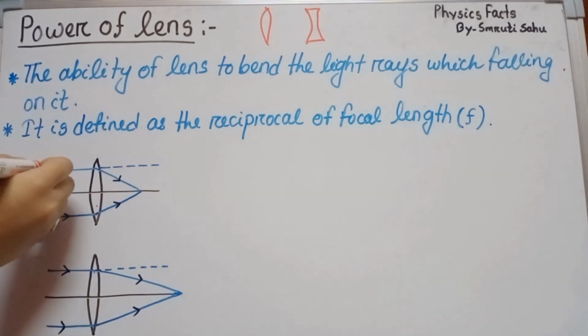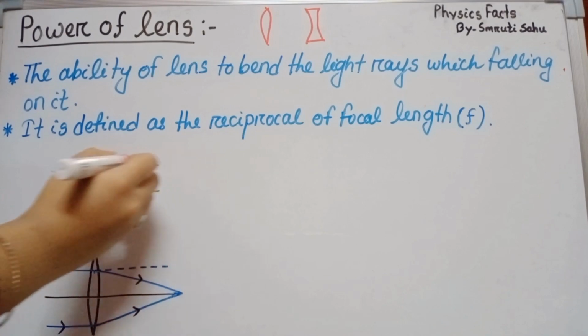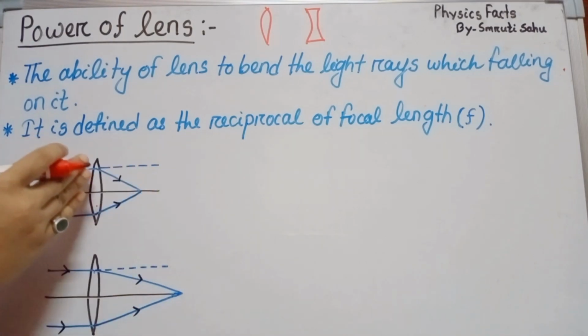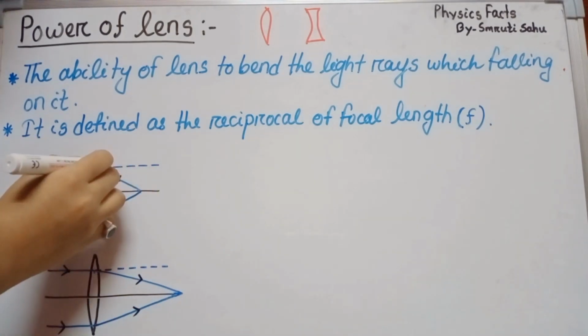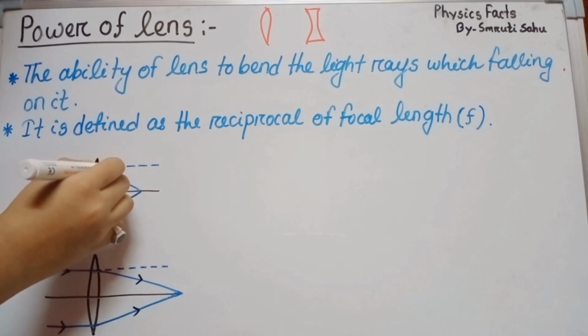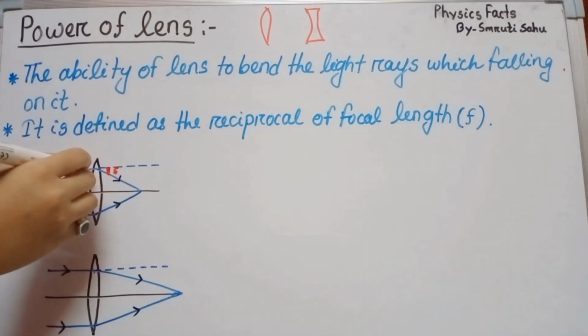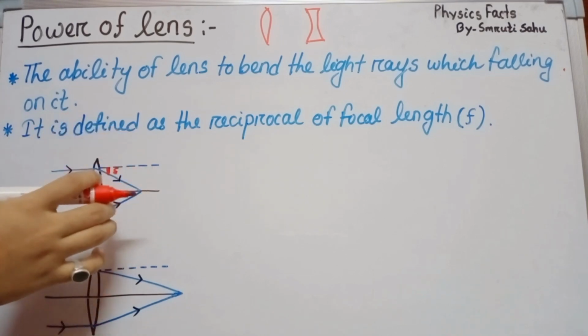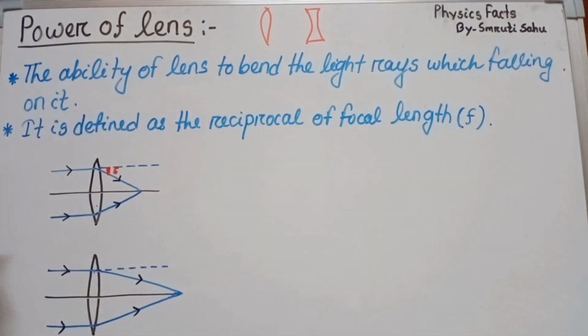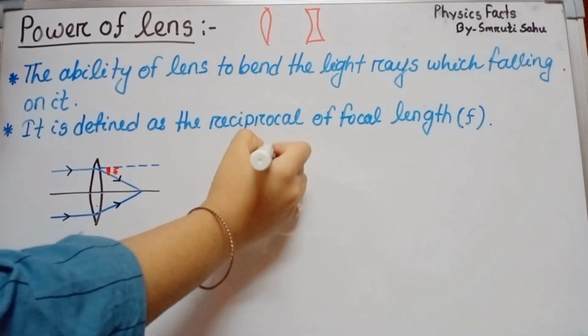Okay, so this one is the actual path of the incident ray, and when it falls on a convex lens, it is bent, and this angle is known as the bending angle. So this bending of light, this phenomenon or ability of the lens, is known as the power of the lens.